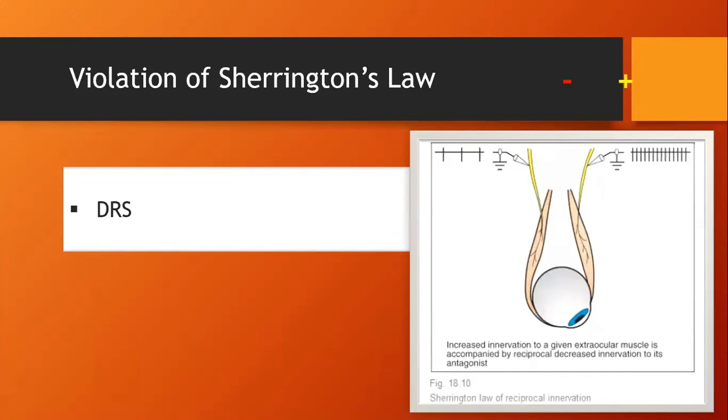We went through this picture before, and this is something you might get in undergraduate MCQ questions, or maybe in basic science: violation of Sherrington's law. If you remember Sherrington's law, whenever there is an impulse to one muscle, like the medial rectus, there should at the same time be inhibitory impulses, reciprocal inhibition, to the antagonist. But here in Duane, the medial and lateral rectus are contracting at the same time. So this is an example of violation of Sherrington's law.